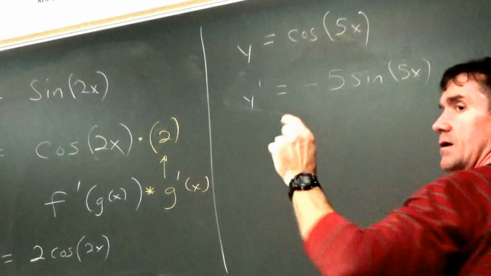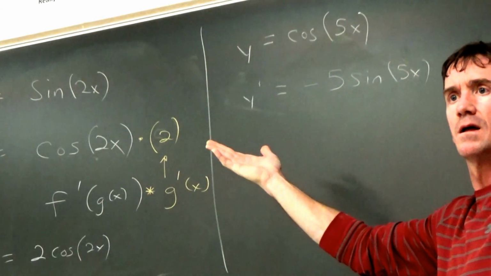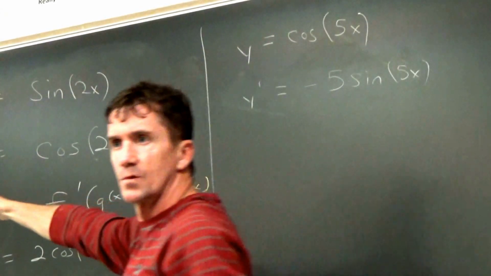You all agree? Everyone getting this? Why is it sine? Isn't it supposed to be negative? Cosine's derivative is negative sine. What do you think?